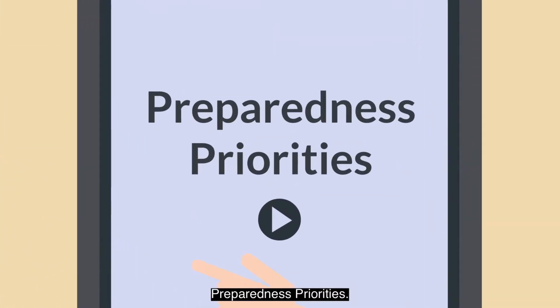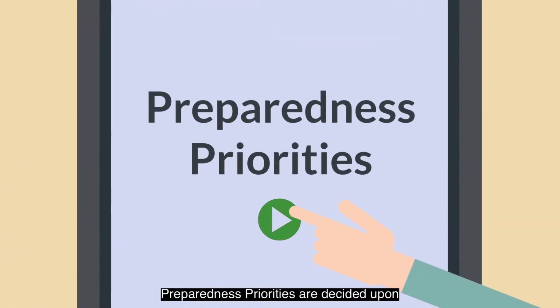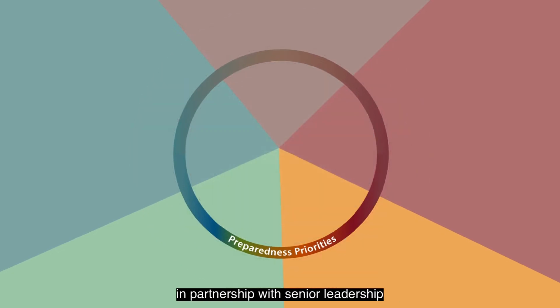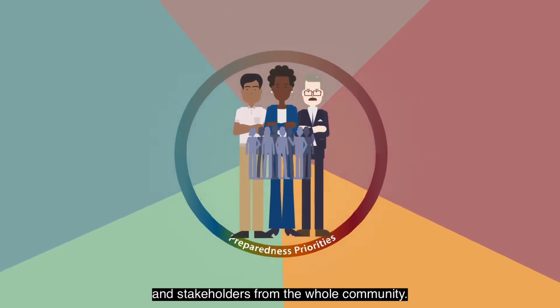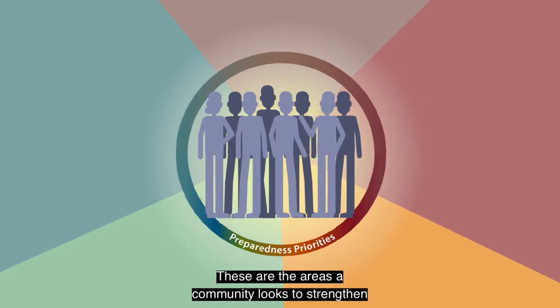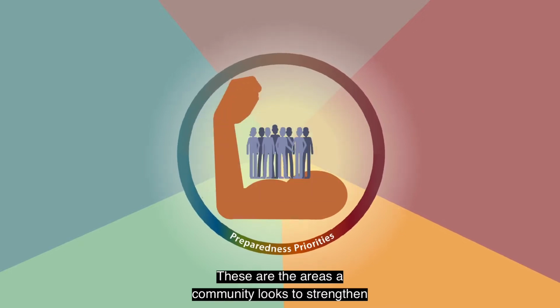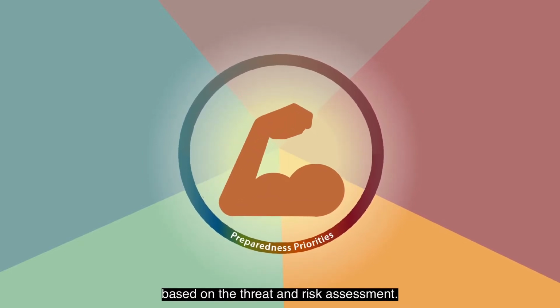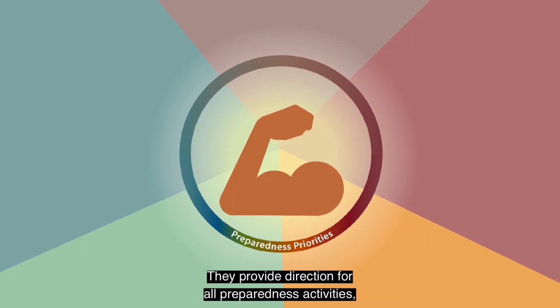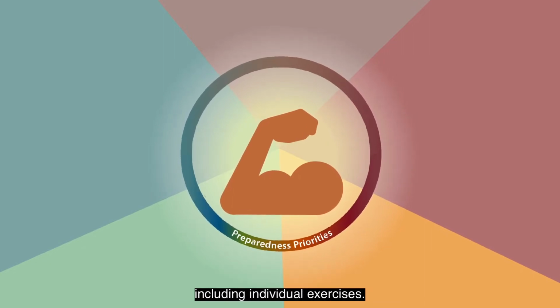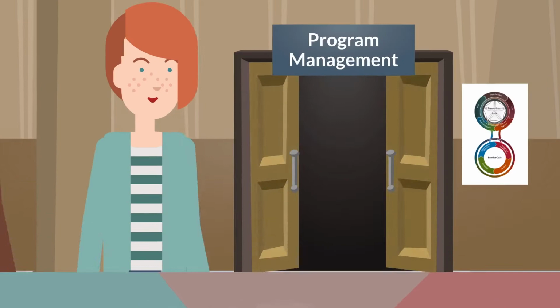Preparedness priorities. Preparedness priorities are decided upon in partnership with senior leadership and stakeholders from the whole community. These are the areas a community looks to strengthen based on the threat and risk assessment. They provide direction for all preparedness activities, including individual exercises.